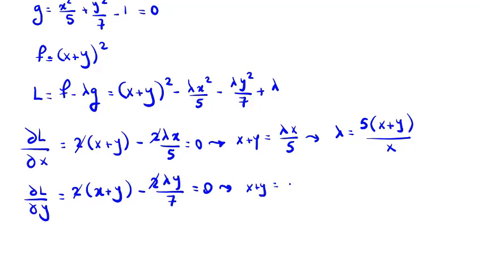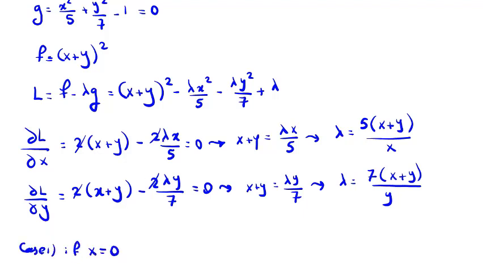Take this term to the right hand side, it will be lambda y over 7. So lambda equals 7 over x plus y over y. Now, here we should consider the case that maybe x equals 0, the denominator equals 0. So, case 1. If x equals 0 here, you can conclude easily it is 0, 0.